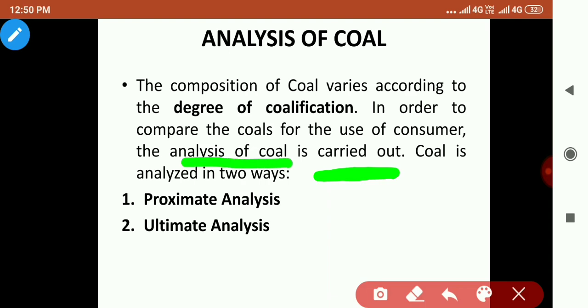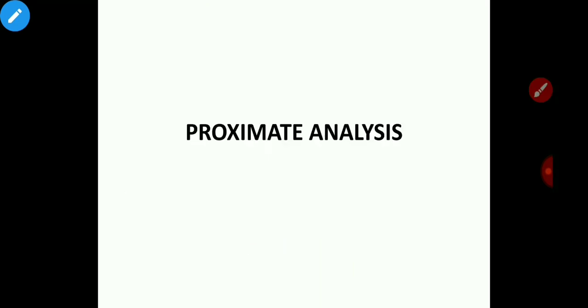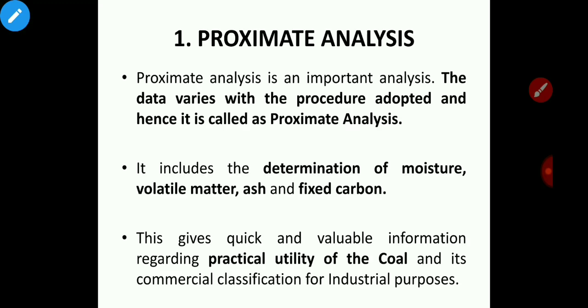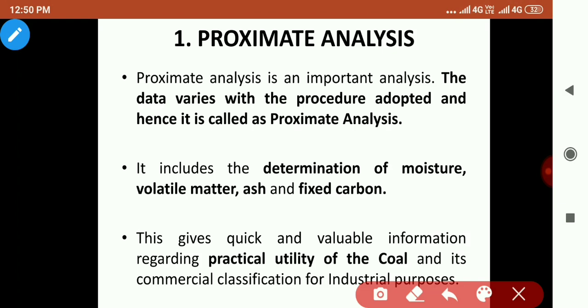Analysis is done in two ways. The first one is proximate analysis and the second one is ultimate analysis. Let us consider the proximate analysis first. Now, what do we mean by proximate analysis? First of all, it should be very much clear to all of us that it is a very important analysis. It is an empirical but important analysis.